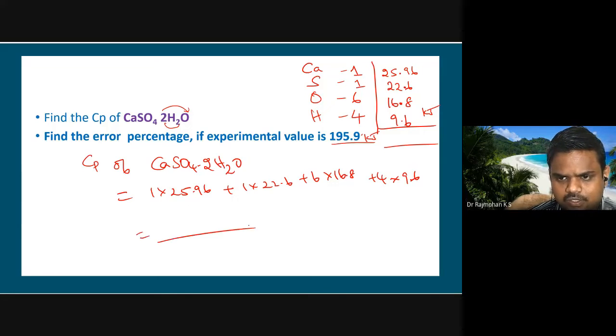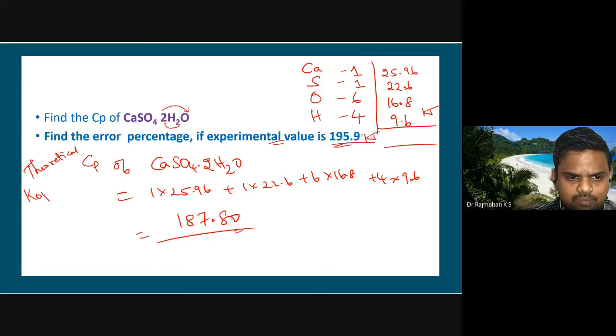So this gives us a value. Please use your calculator. What you will get is 187.80. The given value is 195.9. So this is the experimental, real value, whereas 187.8 is the theoretical value, calculated using Kopp's law.